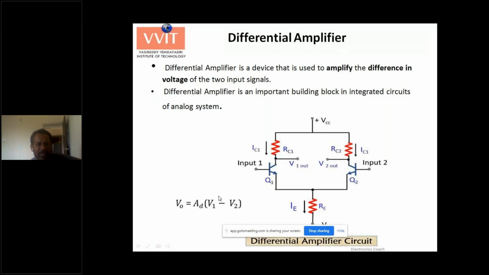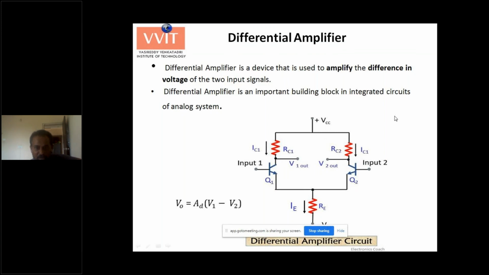In principle, I must get 0 output, but because of this mismatch I may get 100 microvolts or some such small voltage. However small it may be, I may get an output voltage. Now I'm going to find the ratio of output voltage divided by input voltage. That gain is called common mode gain. Usually it is represented as AC.